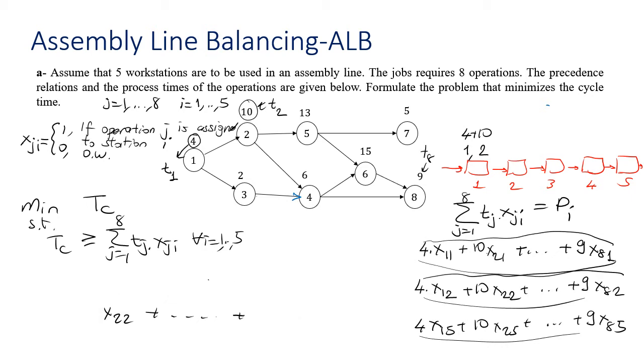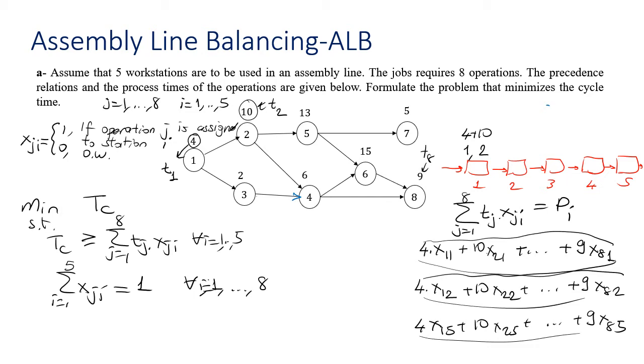Now, of course, we are not going to write it in such open form, but we will write it in closed form. And in closed form, we say that the summation over i from 1 to 5 of xji should be equal to 1 for each task. And how many tasks do we have? There are 8 tasks in this example. Okay, so these are the assignment constraints.